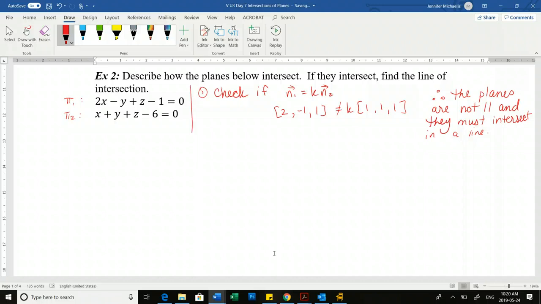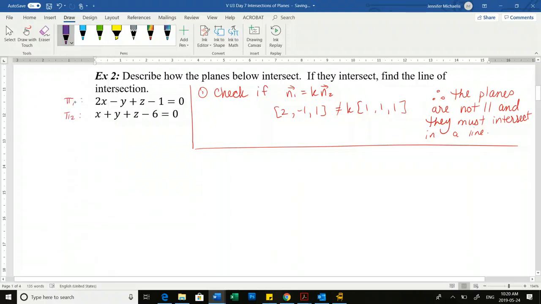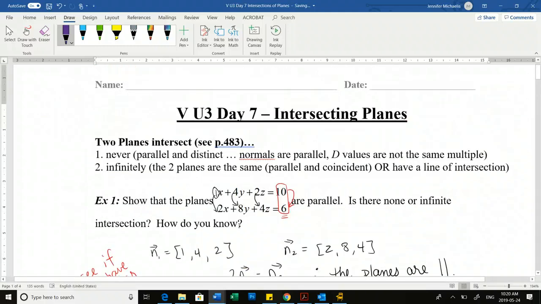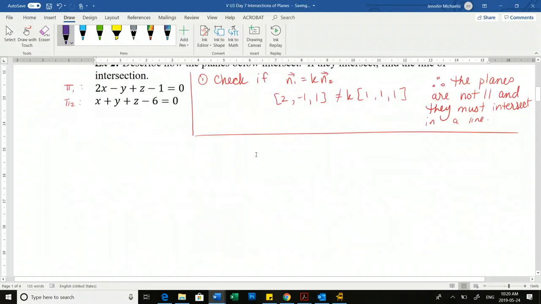So that's our first little check that we're going to do. If that is not present, then I'm not going to check the scalar multiple of the constants, because I already know that the planes aren't parallel, so I have to do something different.